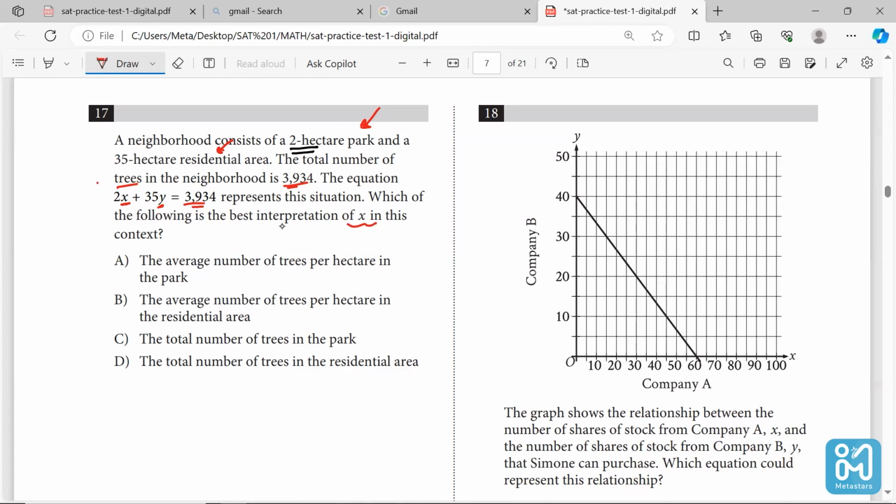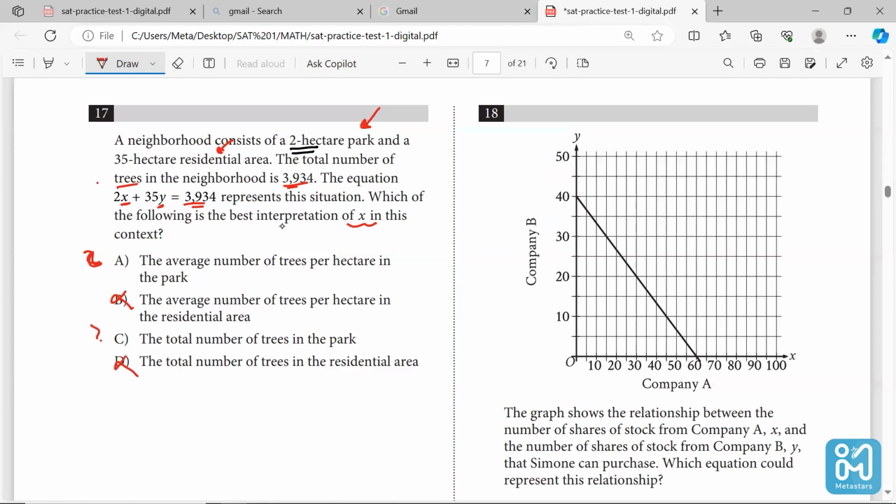X represents what? Now, let's take a look at the choices. Anything talking about the park, I'm gonna talk about this one. Here, I'm talking about the park, so I have something here. It's not talking about the residential area, so we cancel this one. And the total number of trees in the park, this one, maybe it's the answer. The total number of trees, surely not, it's not.